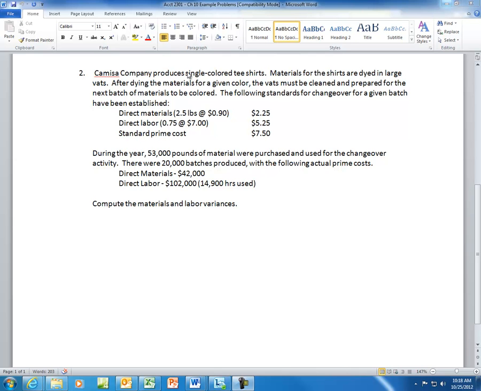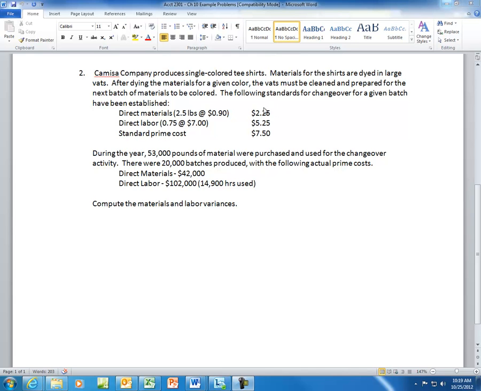It says that the company produces single color t-shirts. Materials for the shirts are dyed in large vats. After dyeing the material for the given color, the vats must be cleaned and prepared for the next batch of materials to be colored. It gives us the following standard cost. So for the standard, it gives us the direct material. Basically, what it's showing in a setup such as this is that for one batch, or one unit, so to speak, it's going to take 2.5 pounds and it's going to cost 90 cents per pound. So the cost is $2.25 per unit.